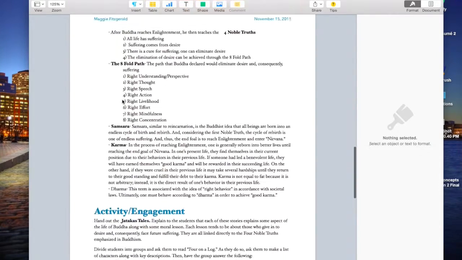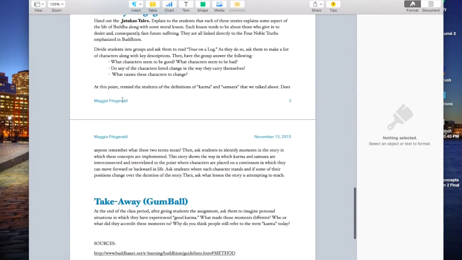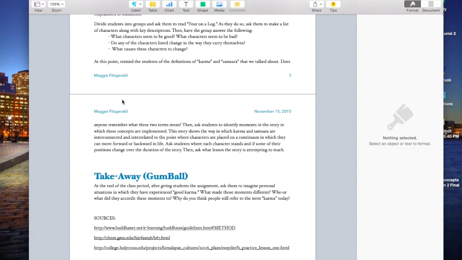Okay, so we can go back down here. The last segment of my lesson plan can be a little bit confusing, so I like to describe it with a metaphor of a gumball. Basically, it's something that the students can take away from the lesson so that if they want to continue their learning, they have a direction to pursue. In other words, it's an idea that they can chew on, hence gumball.